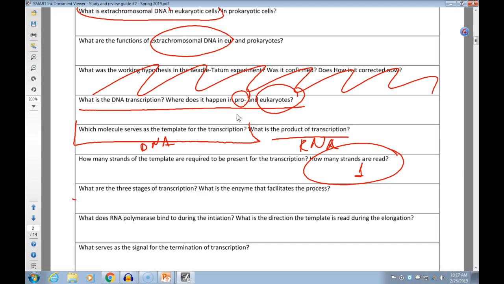Now, the 3 stages of transcription are initiation, elongation, and termination. And the process is carried out by the RNA polymerase. Now remember, during the process of transcription, RNA polymerase binds to the site called promoter. Okay, and RNA polymerase reads the DNA during elongation from 3' to 5' end.